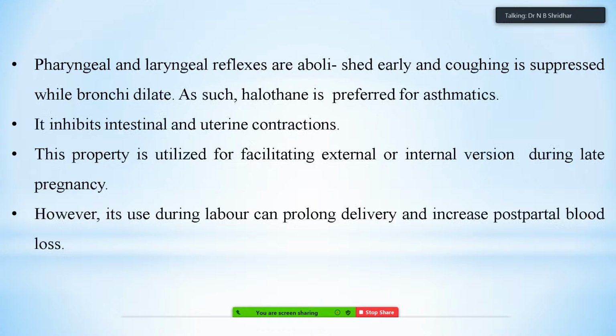That's also one of the features. The pharyngeal and laryngeal reflexes are abolished early, and coughing is suppressed while the bronchi dilate. As such, halothane is preferred for asthmatic patients also. It inhibits intestinal and uterine contractions, and this property is utilized for facilitating external and internal version during late pregnancy. However, its use during labor can prolong the delivery because it is going to relax the uterine muscles, and postpartum blood loss may also be increased.